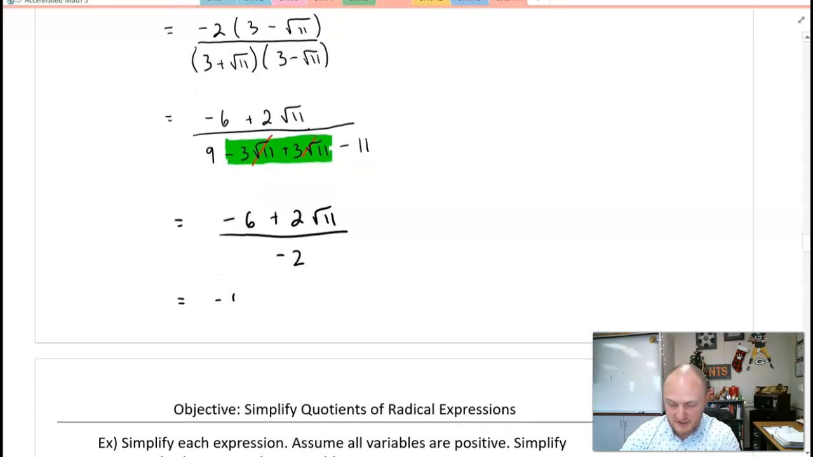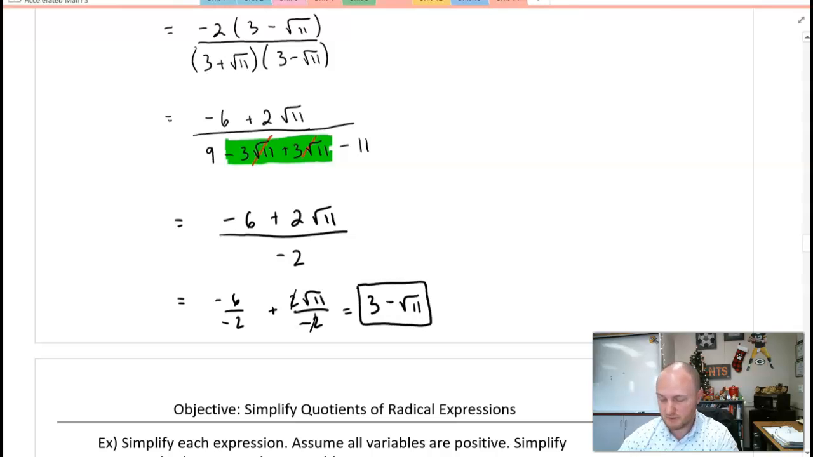We get negative 6 over negative 2 plus 2 root 11 over negative 2. So that's 3 plus, and then the 2's reduce. Not plus, it's a minus, right? Positive 2 divided by negative 2. It's a minus root 11. So there's your answer: 3 minus the square root of 11.